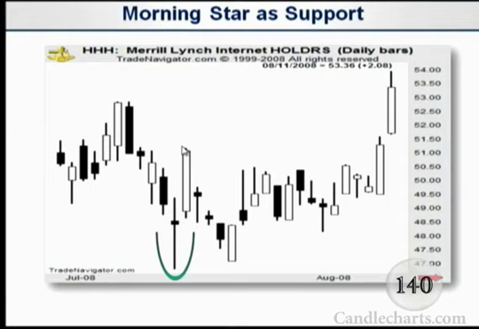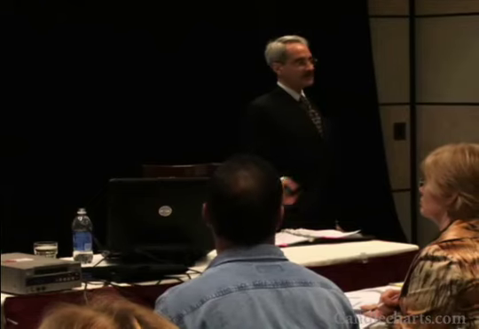You don't buy in that morning star. Why? Think about the risk reward. If you're buying it here, your target might be different, but my resistance would be up here. That's not a good trade. And this is why you can't trade with candles in isolation.